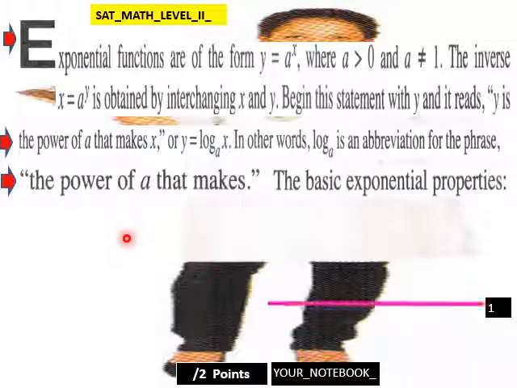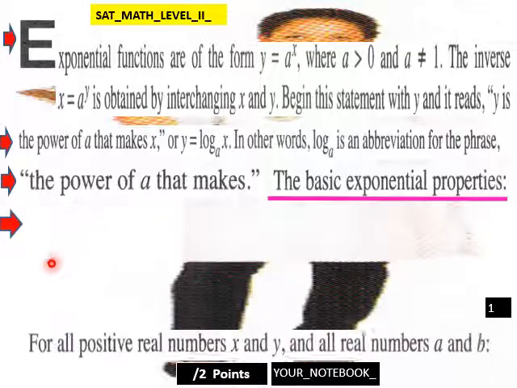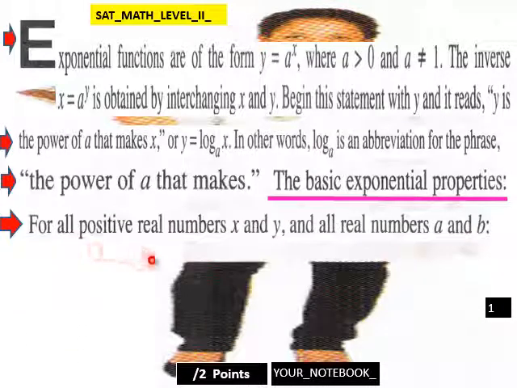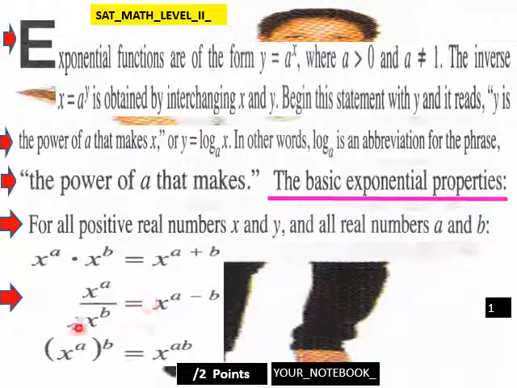The basic exponential properties. For all positive real numbers x and y, and all real numbers a and b, x to the a times x to the b will equal x to the a plus b, because they have the common base here of x. This is the product of powers property of exponents. And then x to the a over x to the b equals x to the a minus b. This is the quotient of powers property. And then here's the power of a power: x to the a, to the b power, is x to the ab.